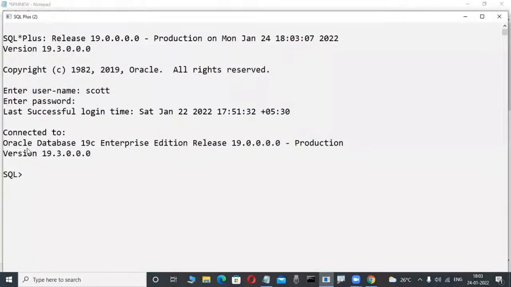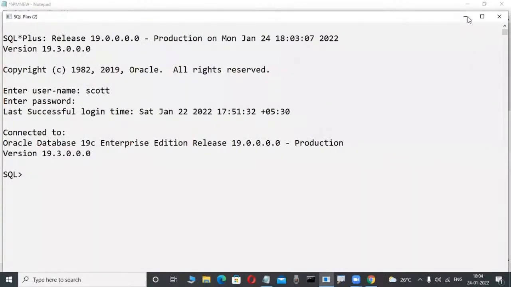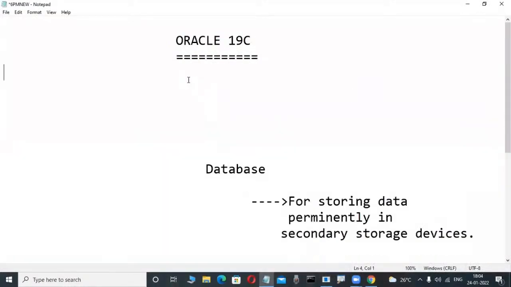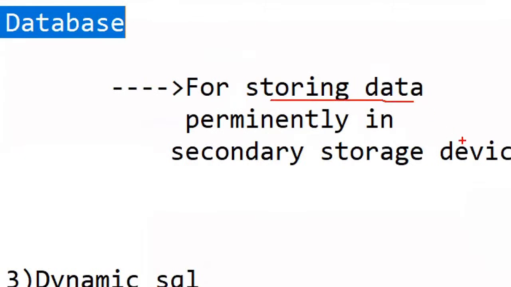Oracle is a product from Oracle Corporation. What type of product is that? Database product. What is the purpose of database products? Either Oracle, SQL Server, or DB2, so many products are there. The purpose is for storing data, permanently in the hard disk, in secondary storage devices. But not only permanently storing the data, but also efficiently retrieving the data.